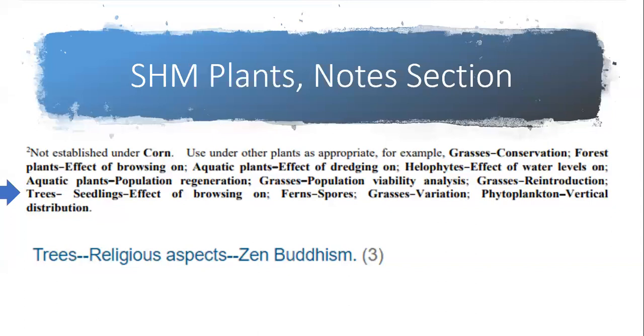However, remember the multiple subdivisions are going to be going away. And then the second shot, "Trees, Religious aspects, Zen Buddhism," is from the Library of Congress online catalog and is labeled as a valid Library of Congress subject heading.